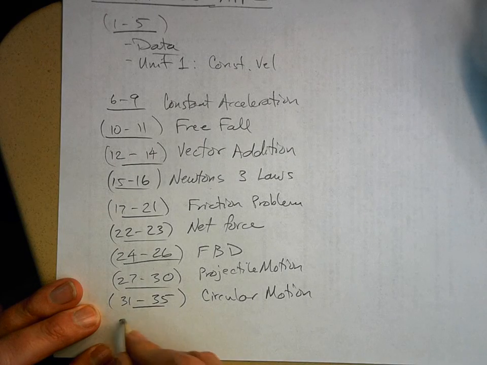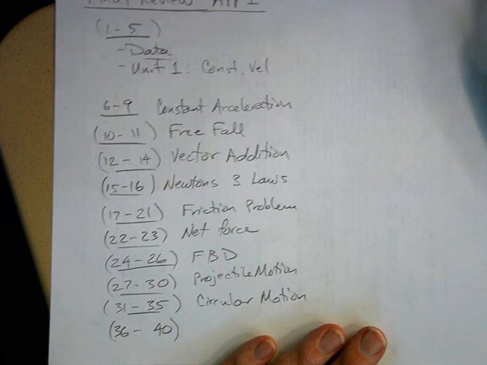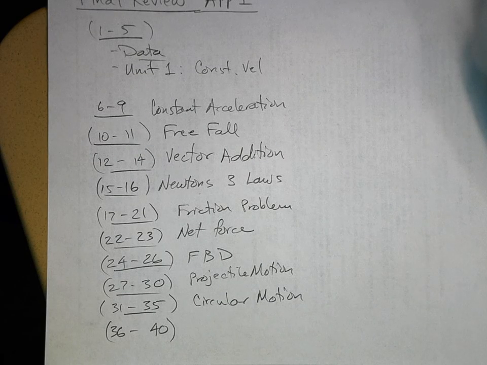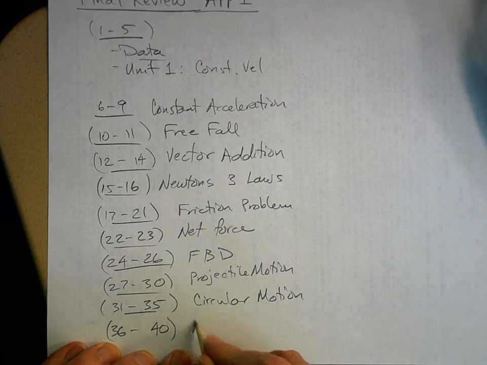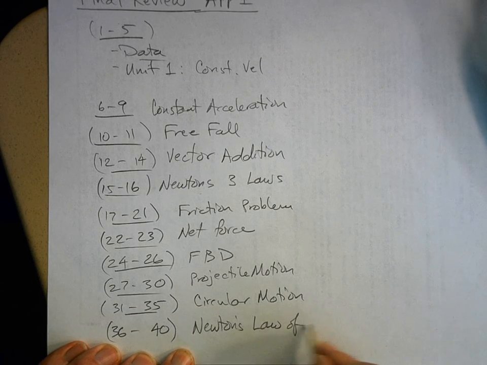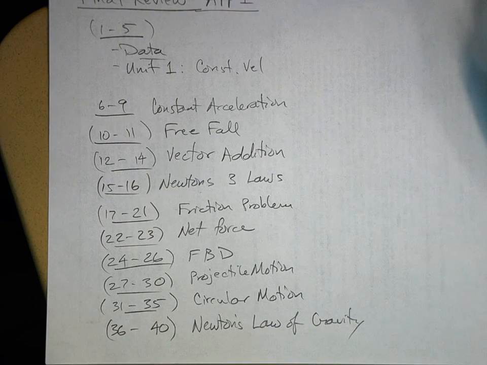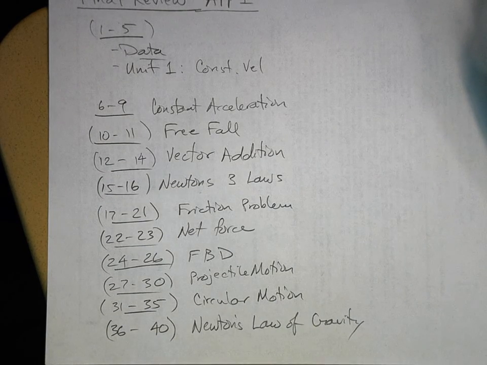And then 36 through 40 is Newton's law of gravity. Basically, I'm going to give you a satellite in space. You have to figure out what is its orbital velocity, what is its height above the Earth's surface, what is the period of the orbit, all things like that. What is the acceleration of gravity at that point in space?